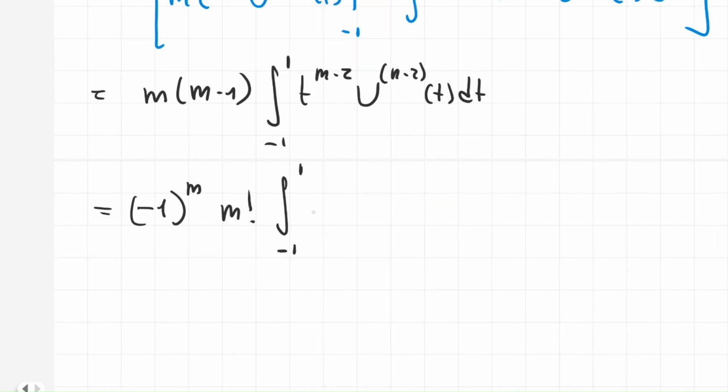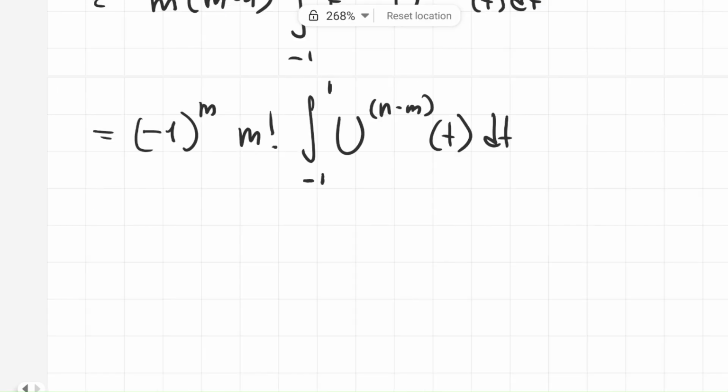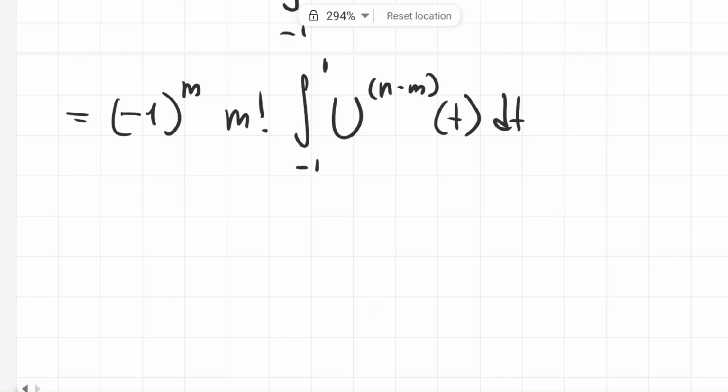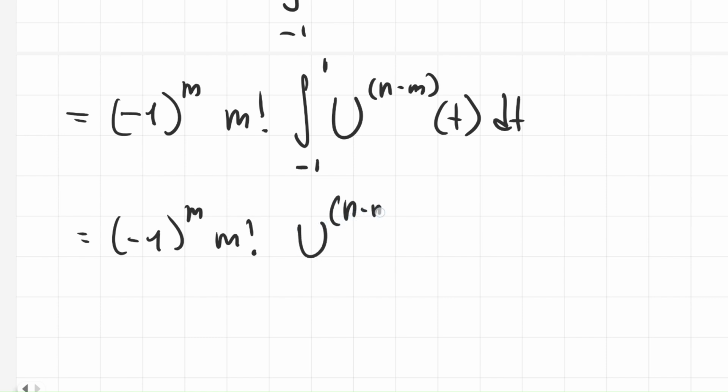So that element disappears, and we will have here that we need to calculate the integral of u, but the n minus m derivative of u, right? dt. So, yeah, I think this is already a very easy integral to evaluate because we are going to get just that this is minus 1 to the m factorial. And then if we take the integral one more time on u, we will get that this is u to the n minus m minus 1, evaluated from minus 1 to 1.